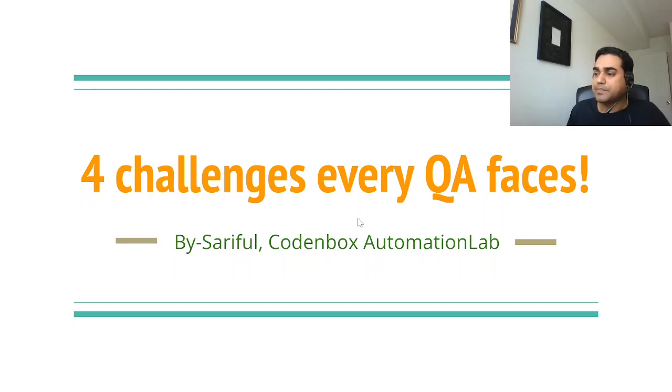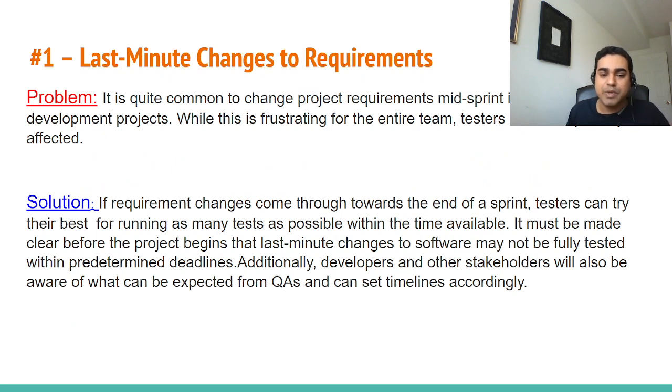So number 1, the last minute changes to requirements. Okay, it is quite common to change a project requirement mid-sprint in agile development projects nowadays. While this is frustrating for the entire team, right, the tester can be especially affected. They might have to redo the entire scope of testing, since even the smallest changes to a code base need to be run through multiple tests to ensure its stability and compatibility with existing code.